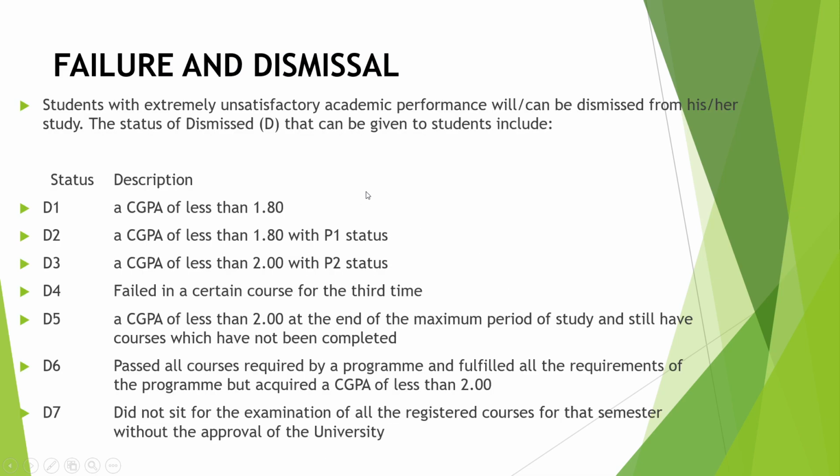This is about failure and dismissal. Students with extremely unsatisfactory academic performance can be dismissed from their study. The status of dismissed, or D, can be from D1 until D7. You can read the description for each status of D by yourself. Hopefully nobody will get this status, insyaAllah.